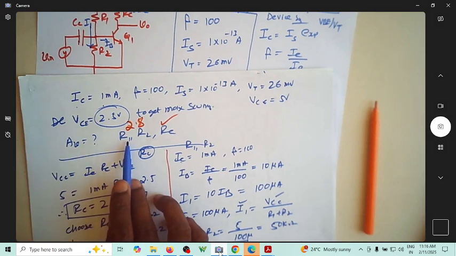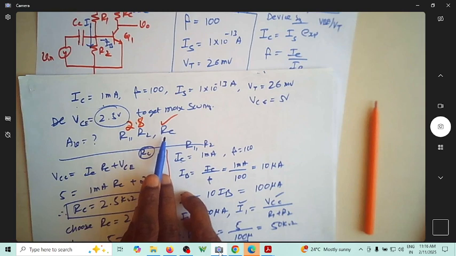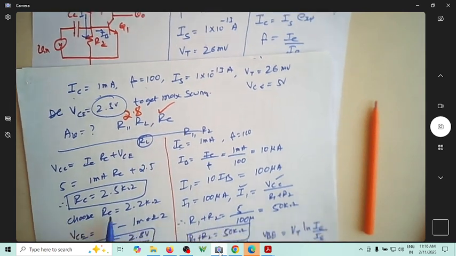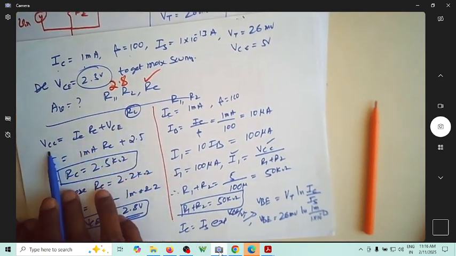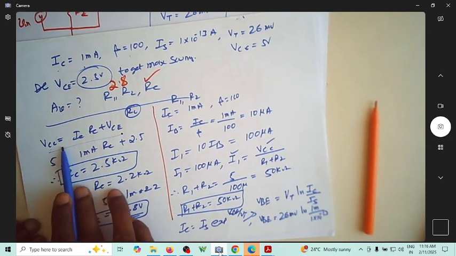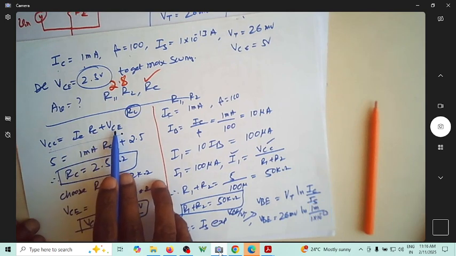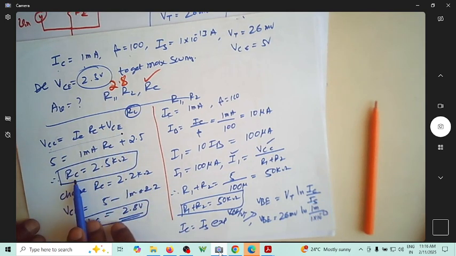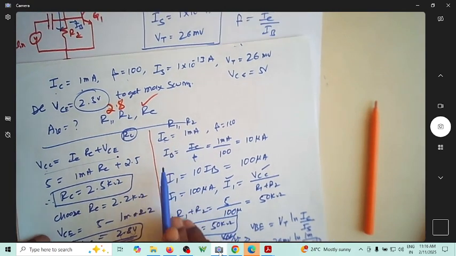We have not yet found out AV. So we actually found the values of the resistors RC, R1, R2. RC can be found very easily using the equation of your output loop, which is VCC is equal to IC RC plus VCE. So RC comes out to be 2.5K. So use 2.2 kilo ohm. Of course, this will slightly change if you change the value of IC, then VCE comes out to be 2.5 volts.